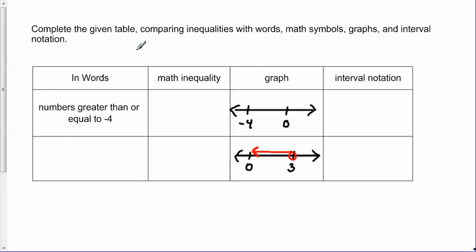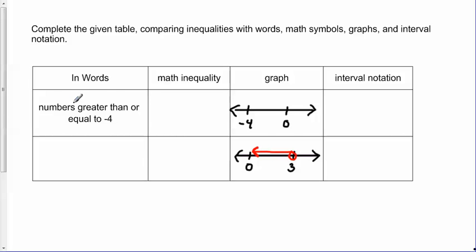In this problem, we're being asked to complete the given table, comparing inequalities with words, math symbols, graphs, and interval notation. So let's look at the connection between these four different ways of looking at inequalities.